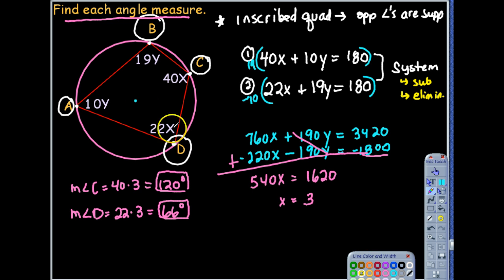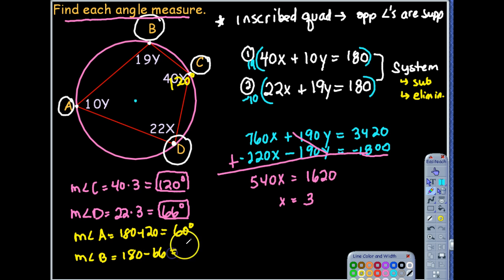But I know that those opposite angles are supplementary. So if this is 120 degrees, I don't even really need to find what y is as long as I can find the angle measure. So what's angle A going to be? That should be 60, because you're just doing 180 minus the 120. And to find angle B, you're going to do 180 minus the 66, which would be 114. And there's all of our angles.